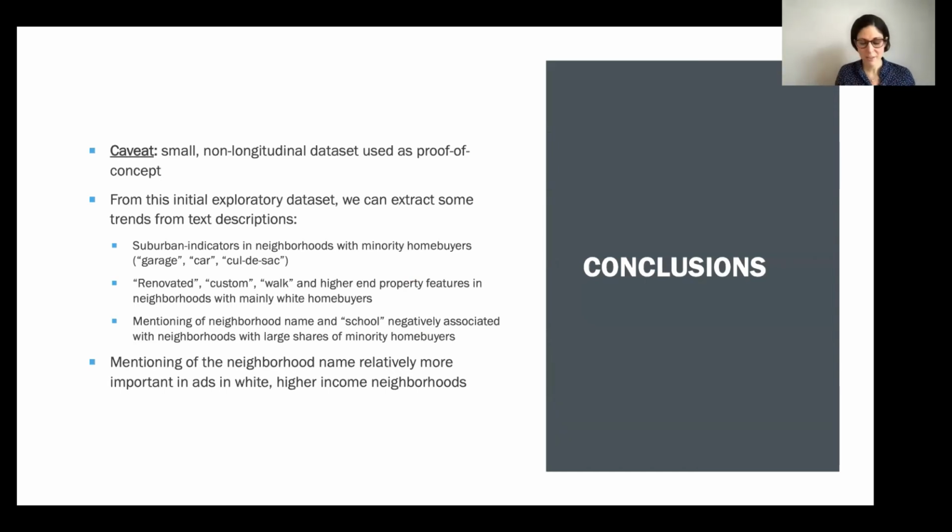All right, so from this very, very small non-longitudinal data set, again just seeing if this would even tell us something interesting, we extracted some interesting things, right? These suburban indicators of neighborhoods with minority home buyers, and then these words suggesting reinvestment of capital in mainly white home buyer neighborhoods. And then we see the importance of the neighborhood name in these white neighborhoods, but less so in minority neighborhoods. School also was negatively associated with minority home buyers.